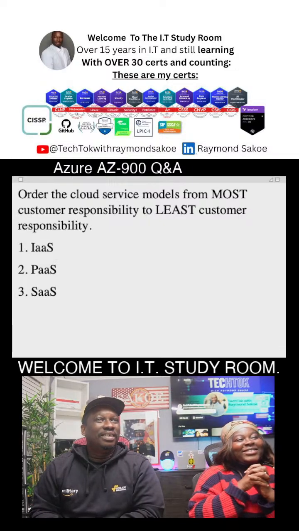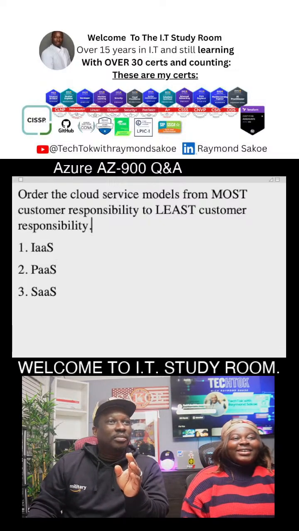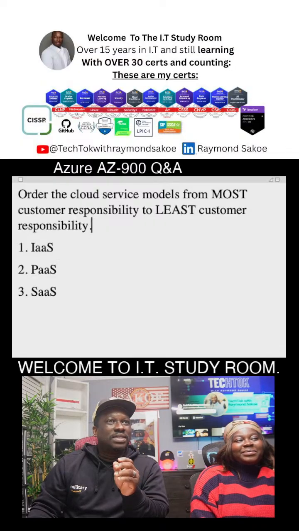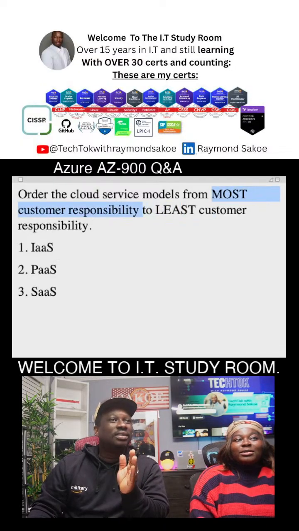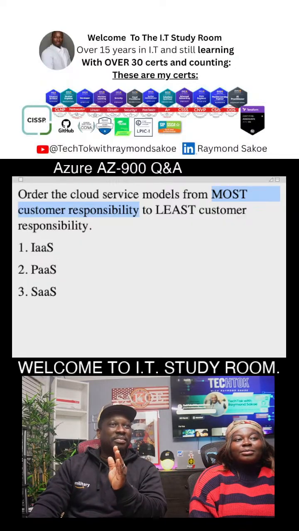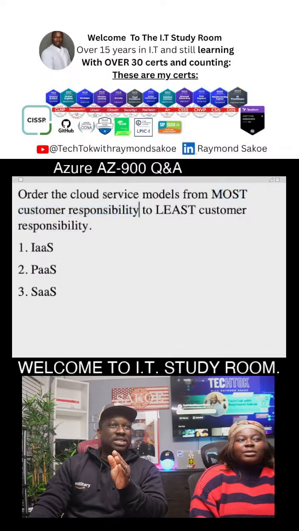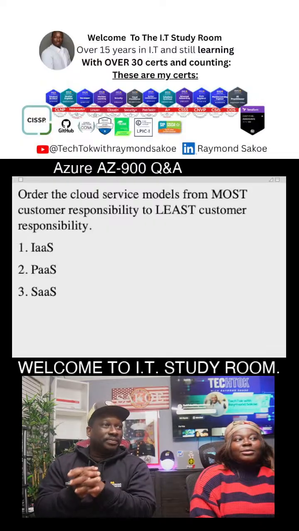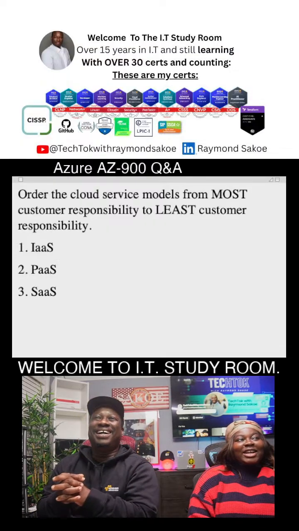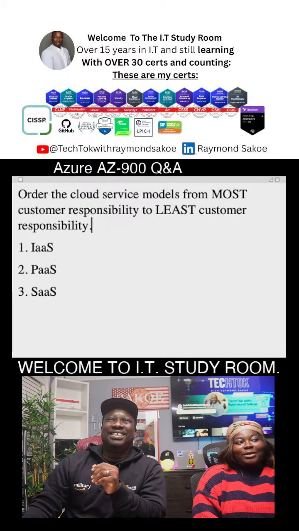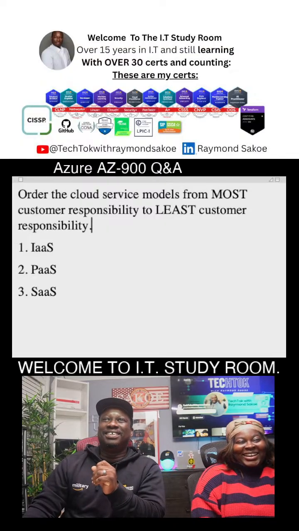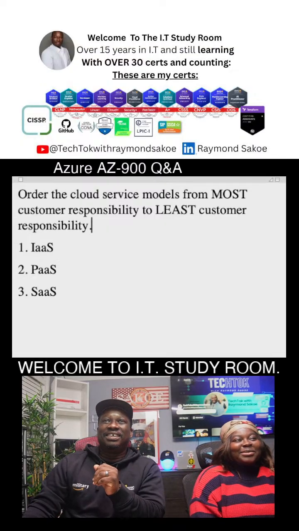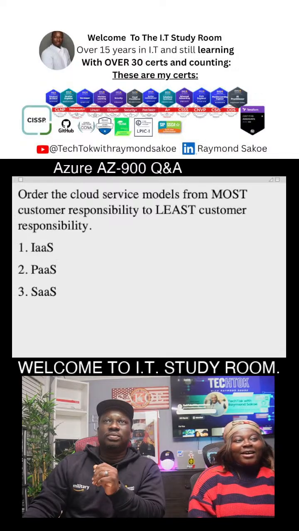Oh, thanks, Jeff. So it says, order the cloud service models from the most customer responsibility, so which of them requires most of the customer's responsibility, all the way to the least customer responsibility. I'm going to go backwards here. I'm going to go 1, 2, 3. Okay, Samad also says 1, 2, and 3.